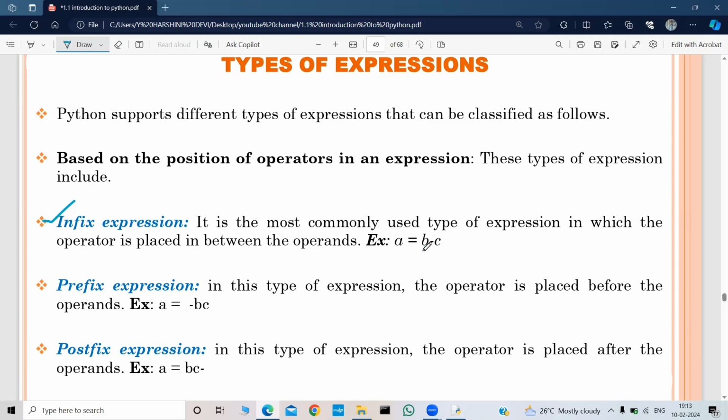Infix expression means the operator is placed between the operands, inside the operands. And next, prefix expression. In this type of expression, the operator is placed before the operands. So pre means before. B and C are operands, and before the operands, we place this operator.